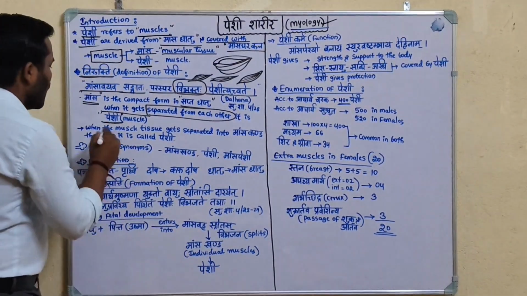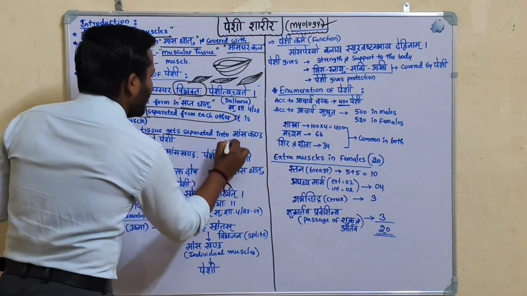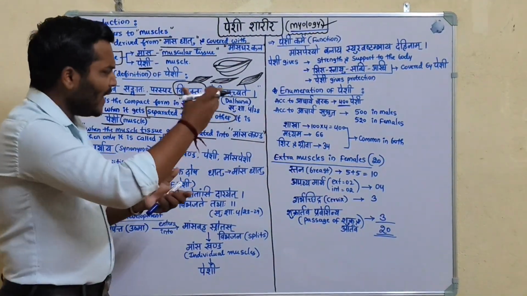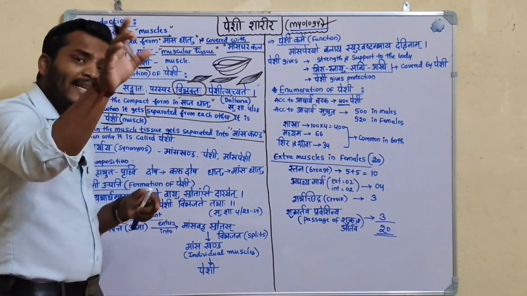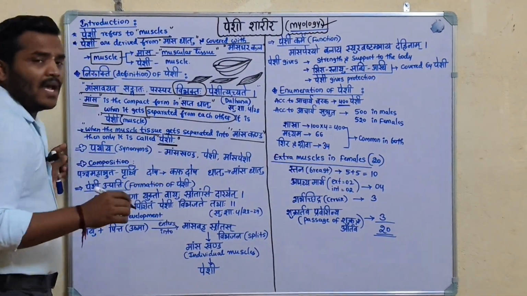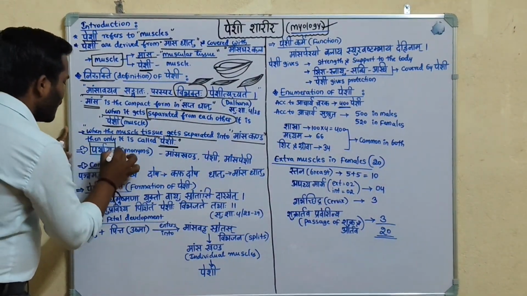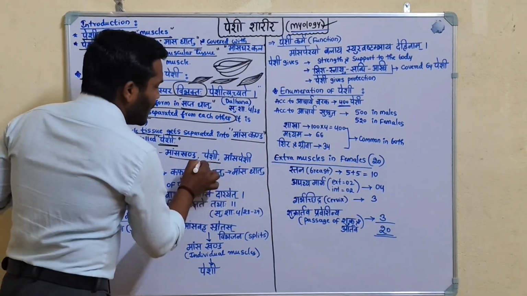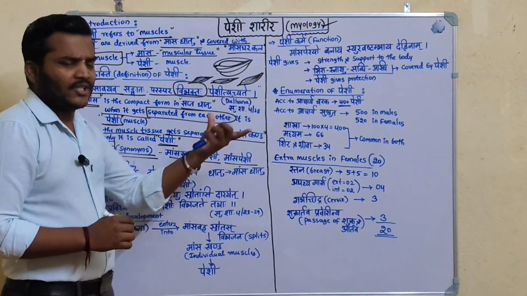Now, when the muscle tissue gets separated into mamsa kanda, referring to individual muscle, then it is called peshi. It is said by Acharya Dhallana. Okay. Paryaya of peshi means synonyms of peshi. They are mamsakanda, peshi and mamsa peshi. These are synonyms of peshi.